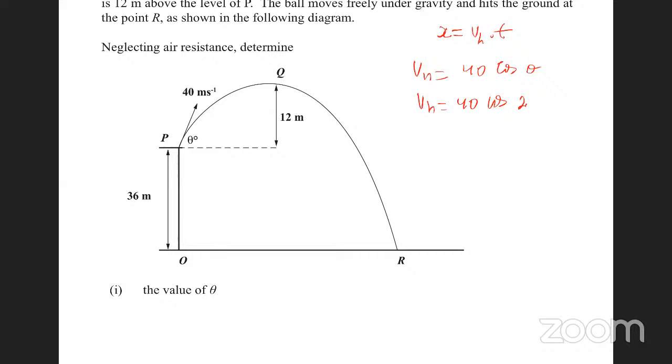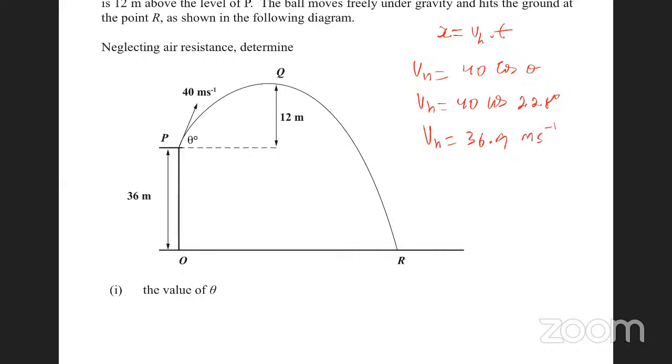I forget. What was it again? 22.8 or something. 22.8, yeah. 22.8, right? So that's the horizontal velocity. How much is 40 cos 22.8? 36.9. So that's the velocity horizontally, right?